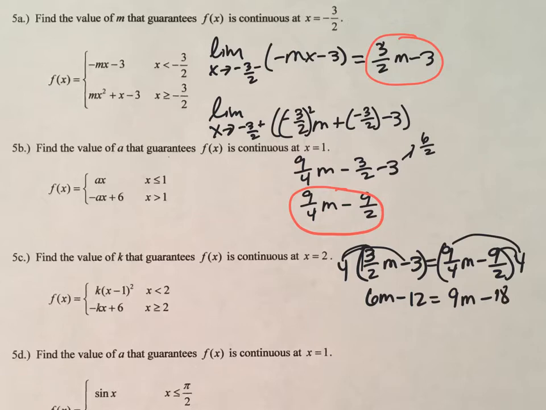And then solving this for m, I'm going to subtract 6m from both sides and add 18 to both sides. So I would get 6 is equal to 3m, and then dividing both sides by 3, m is equal to 2. So we have found the value for m that will make this function continuous at x equals negative 3 halves.